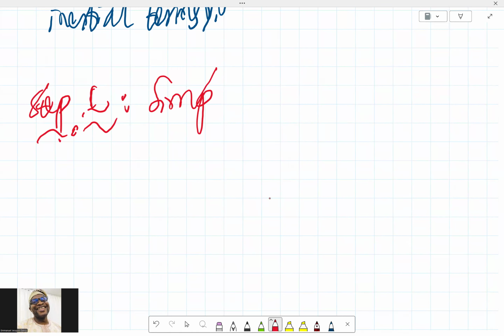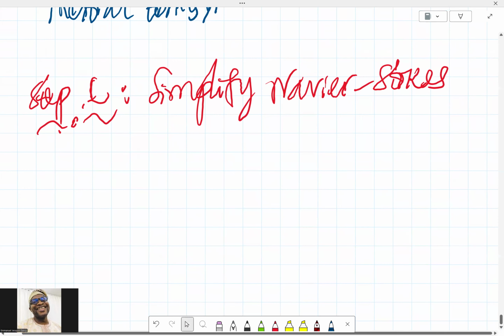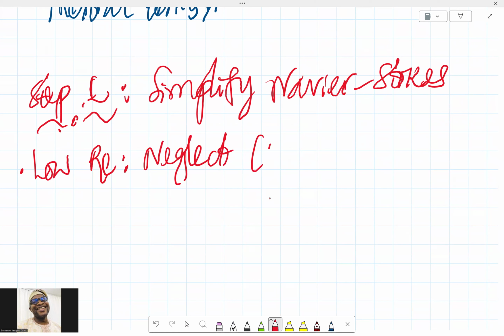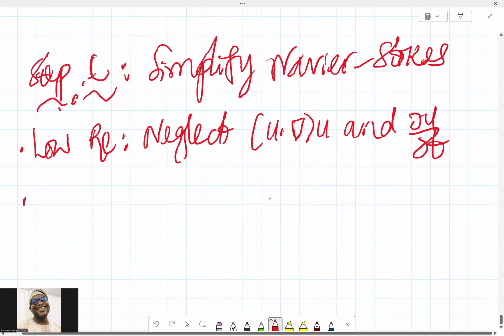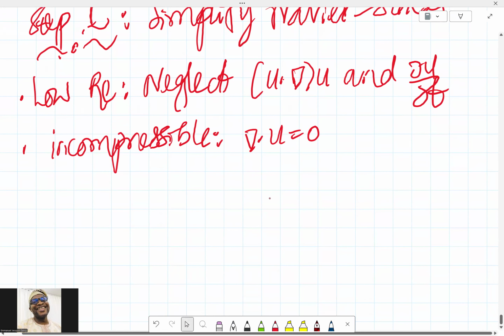So again, the first thing we do is simplify Navier-Stokes based on the conditions we have now. Navier-Stokes is the general thing. Whenever you have a question, you simplify it based on the information you have. So we know that we have low Reynolds number. In that case, we neglect the u dot grad u and du dt. Because of the low Reynolds number, the next thing is that it's incompressible. Because of the incompressibility, we know that del dot u equals 0 holds.